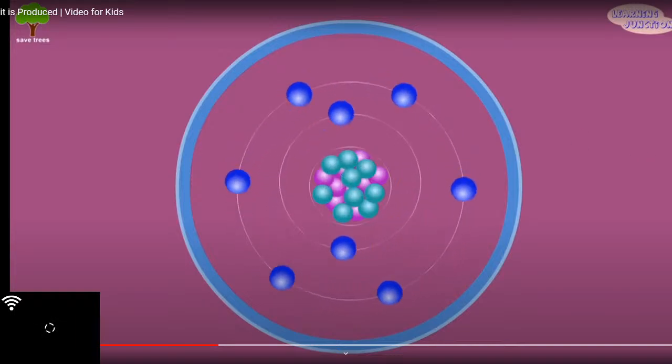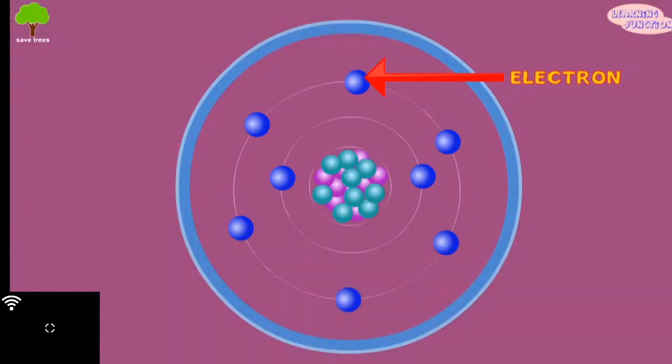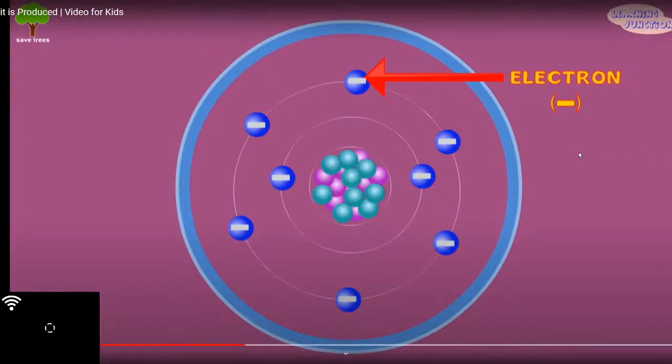Atoms contain even tinier particles known as electrons that carry a minus or negative electrical charge. Remember, electrons are negatively charged. Remember that. This is important. And they are moving. They are spinning round and round the nucleus of the atom. Remember that. Electrons orbit a positively charged nucleus.